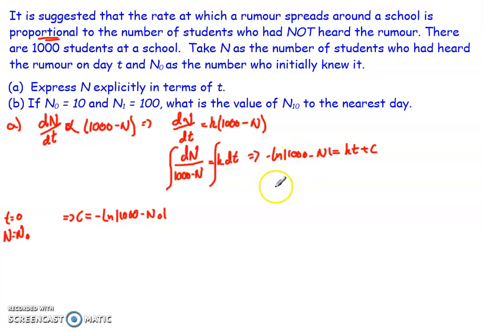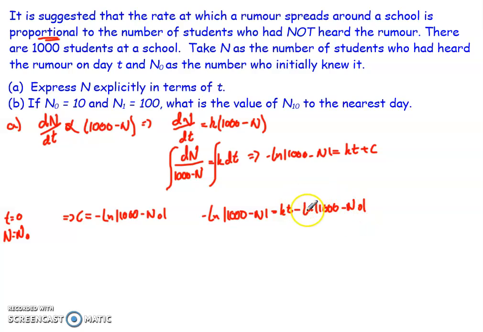So I can rewrite this entire equation as negative ln of (1000 minus capital N) equals kt minus ln of (1000 minus N naught). So that's a fun looking equation. What we have to make sure we do is get everything with an N on one side and everything without the N, so with the t's, on the other side across there.